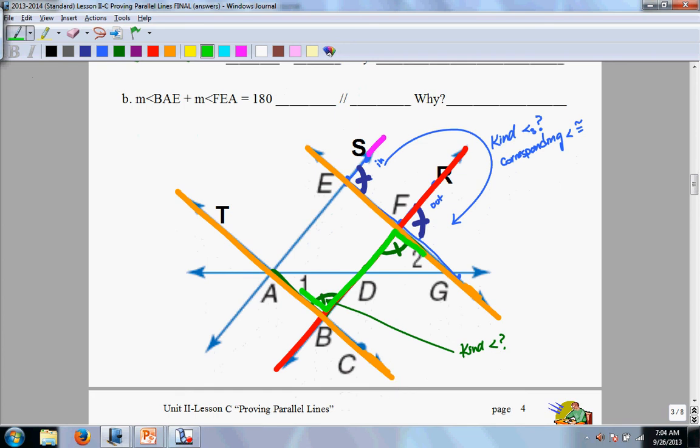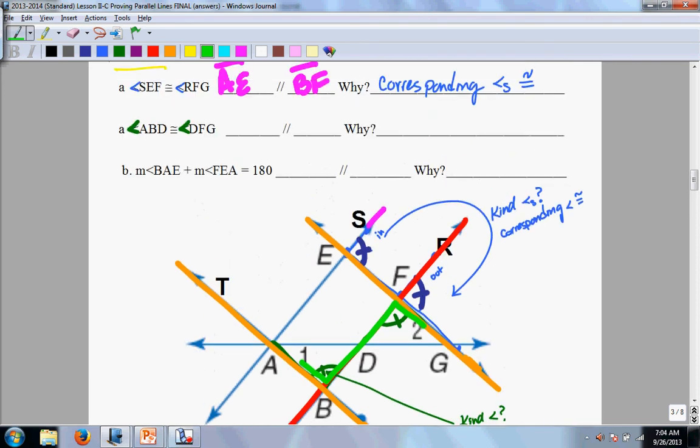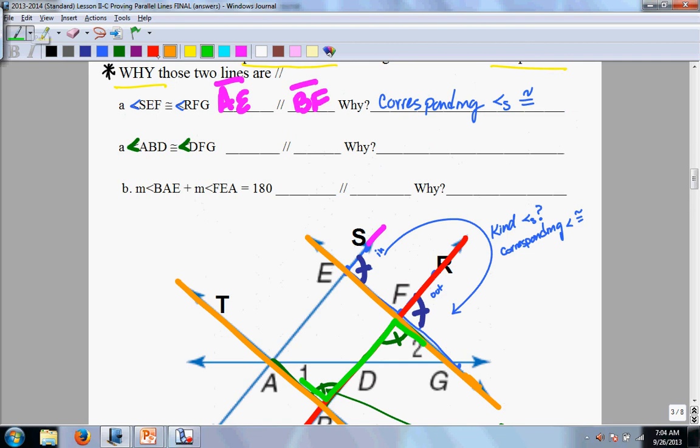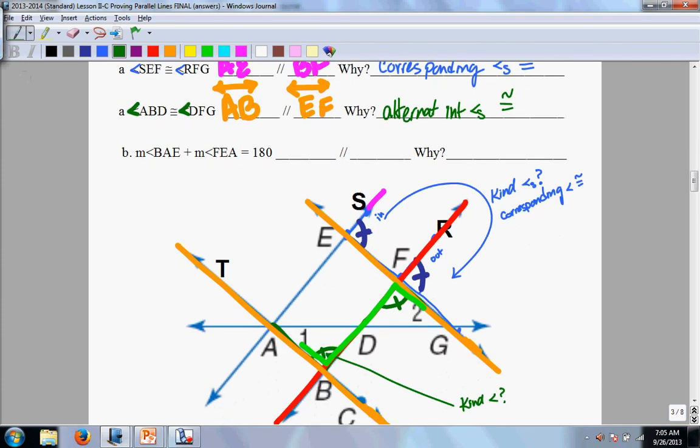Now you could use any two letters on these orange lines. I'm just going to go ahead and use these two inner letters here, which are going to be AB and EF. So I know in this scenario that line AB, or segment AB, it really doesn't matter at this point, is parallel to EF. And the reason is because alternate interior angles are congruent.